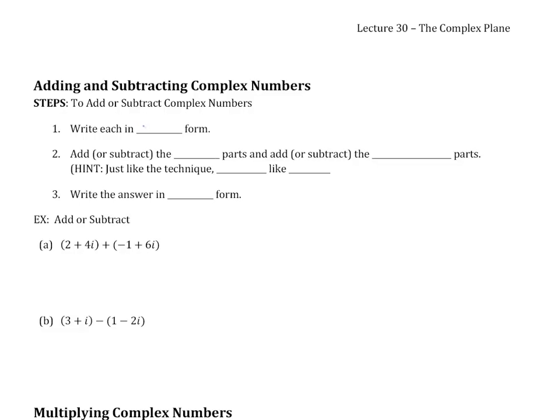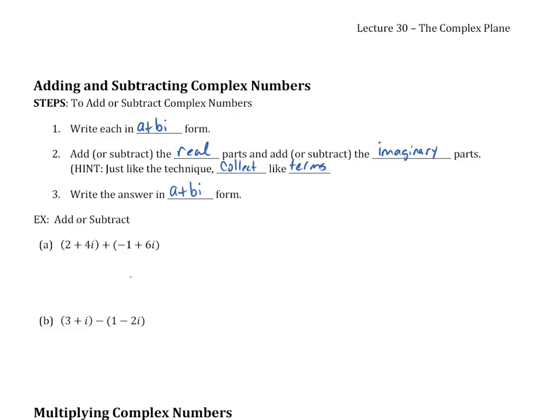So first of all, in order to do that, make sure that your complex number is written in a plus bi form, which would mean if you have any square roots of negative numbers, be sure you rewrite it so that it has an i instead of just negatives under the square root. But once you get it into a plus bi form, then add or subtract the real parts, since those are like terms, and then add or subtract the imaginary parts, since those are also like terms. So it's just like the technique to collect like terms. And then leave your final answer in a plus bi form.